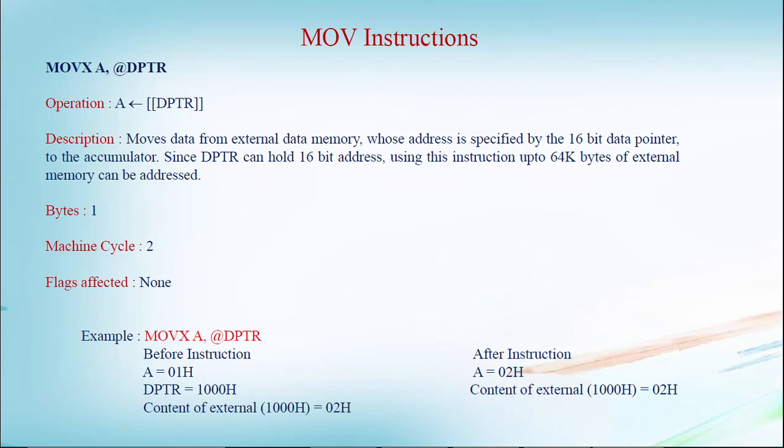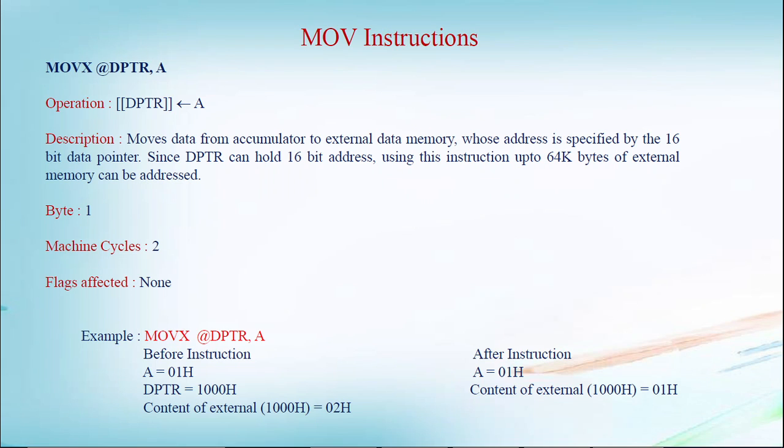Next, MOVX A comma @DPTR. It moves the data from external data memory whose address is specified by the 16-bit data pointer to the accumulator. As an example, MOVX A comma @DPTR. In A, 01h is there, DPTR is 1000h and the content of 1000h is 02h. So after the instruction gets executed, the content of 1000h will move into the accumulator. So the accumulator will become 02h.